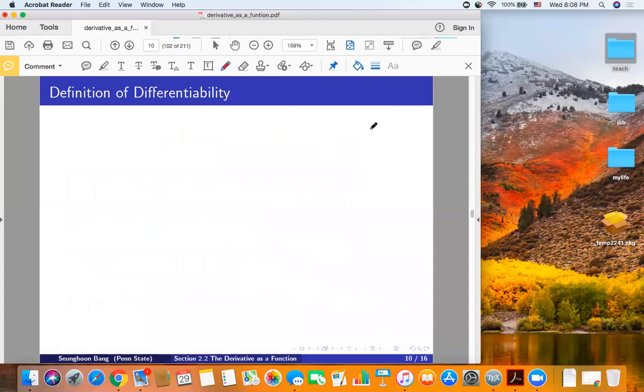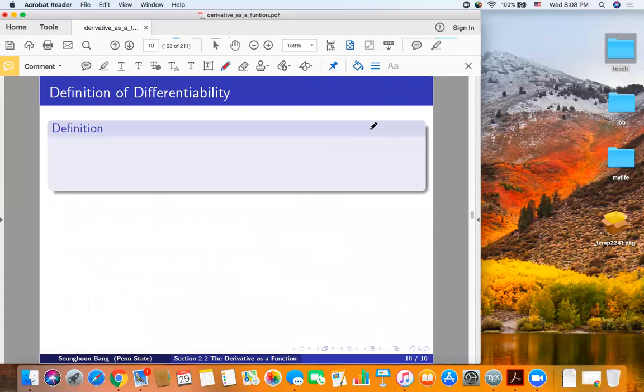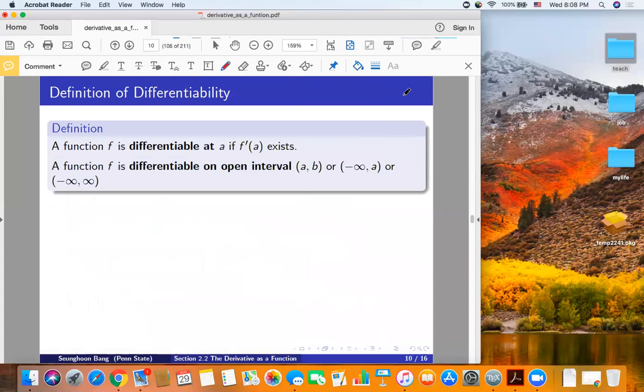The next, the definition of differentiability. Function f is differentiable at a if f prime of a exists. The function f is differentiable on an open interval (a, b), or on minus infinity to infinity, all real numbers, if it is differentiable at every number in the interval. This is the definition.